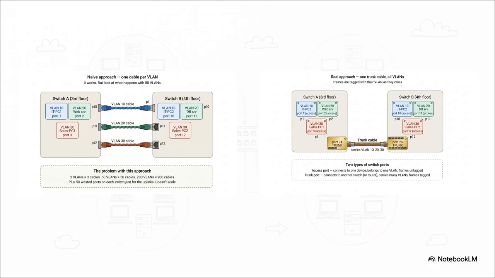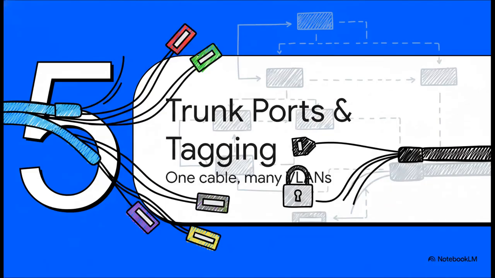VLANs. But the clean, elegant reality of enterprise networking relies on using just one single cable, known as a trunk cable. And this one cable has the power to carry the traffic for all 50 or even all 200 of your VLANs simultaneously. This takes us to our final core concept, Section 5, trunk ports and tagging.